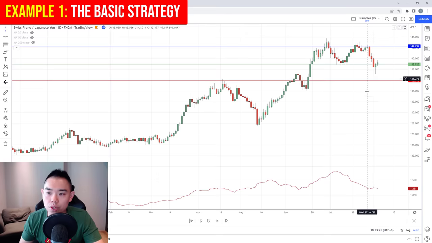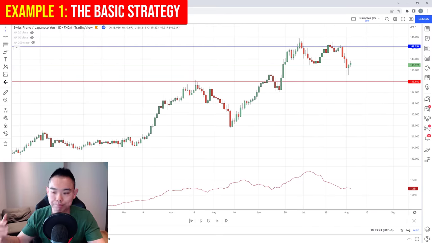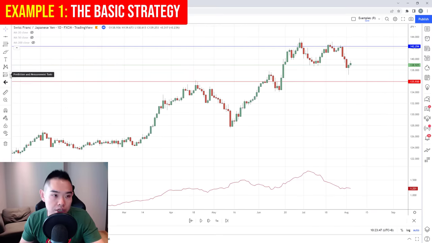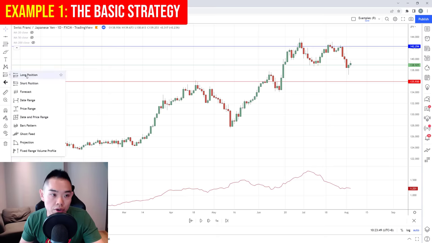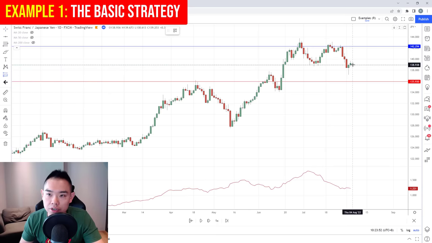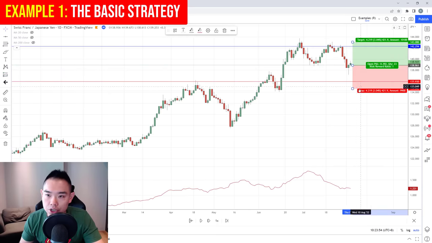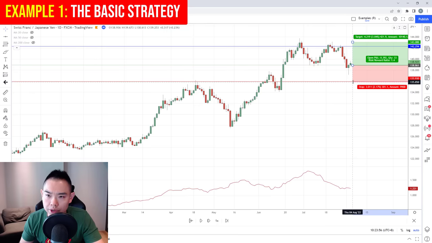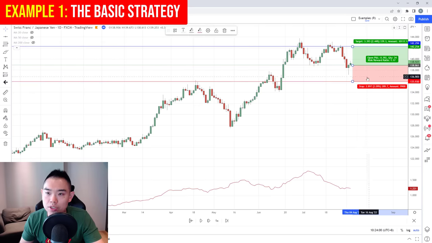Now for those of you who want to know your risk to reward on the trade, you can use this tool. Just click on this long position, since you're looking at a long trade. Green is your entry price. I press the tool on over here, shift this one over here to your stop loss level, which is the red one, and this top one, which is the blue one, is your target. It will tell you your potential risk to reward on this particular trade.